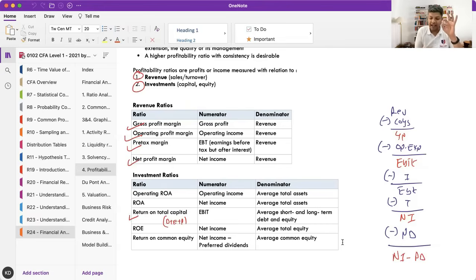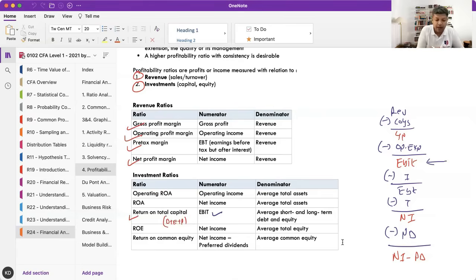Which is the profit indicator available for all? Who is paid first? Debt. Interest is paid first, right? So what is the amount available for all? From EBIT, everyone is paid, isn't it? Yes. So in the numerator, you have EBIT. Denominator, you have total capital. Everyone with me?